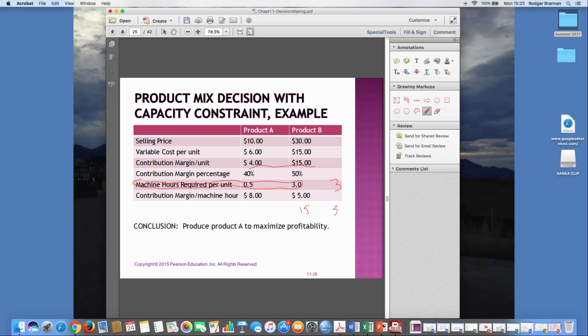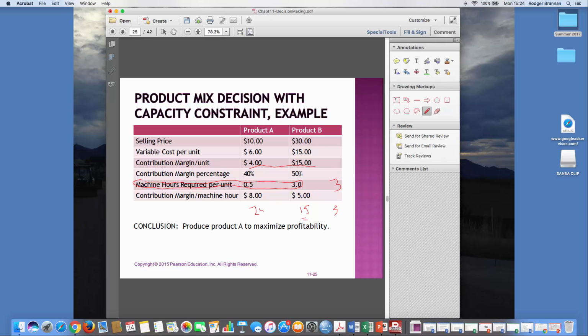Because it takes 3 hours to produce it. I'm sorry, so my contribution margin in total would be that. Now, if you give me 3 hours, how many units of A can I produce? Well, I can produce 6. So 6 times 4 is 24.